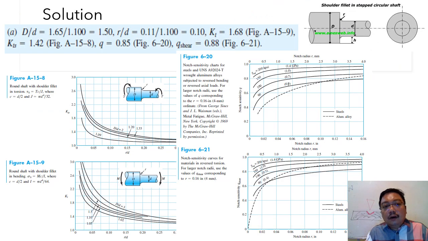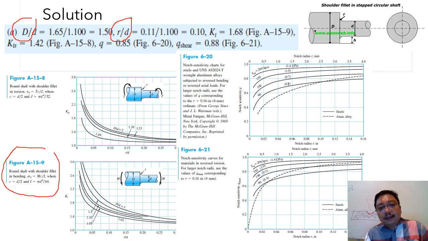Students, the first thing you have to do is to calculate the ratio of the large diameter over the small diameter. 1.65 divided by 1.1, you get 1.5. The ratio for the fillet radius divided by the small diameter is 0.11 divided by 1.1. It is all given in the question. And then the stress concentration factor you get from figure A-15-9. This is figure A-15-9, the round shaft with shoulder fillet in bending. Okay, the stress concentration factor in bending.